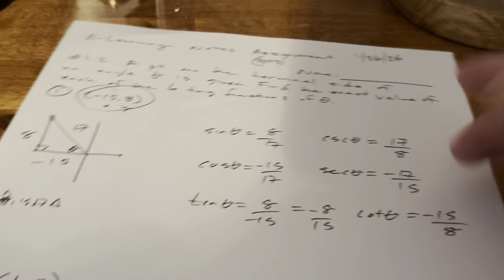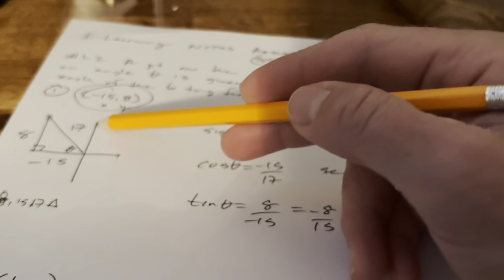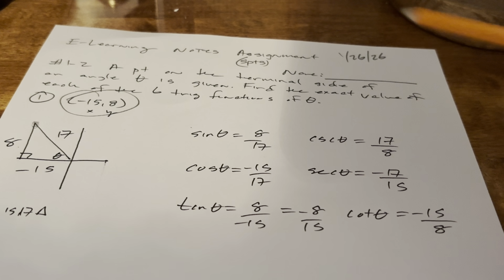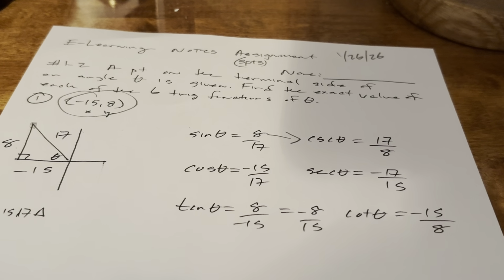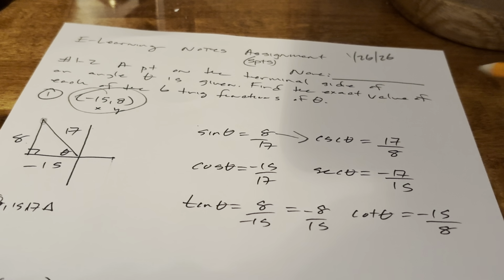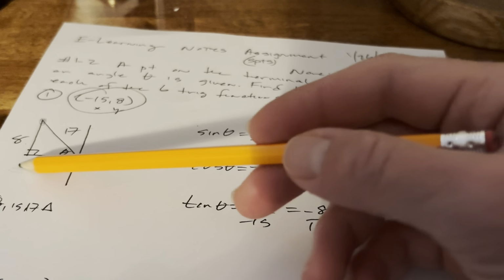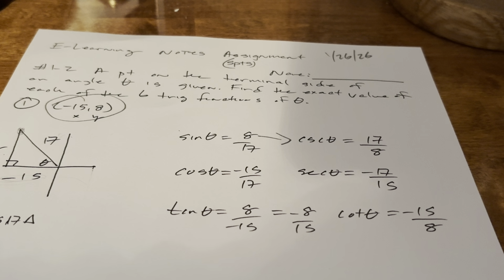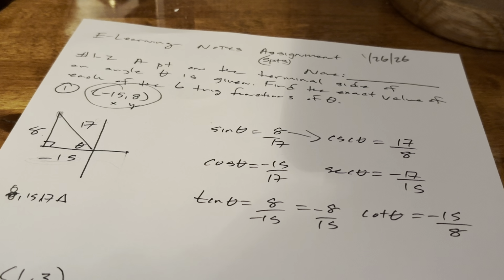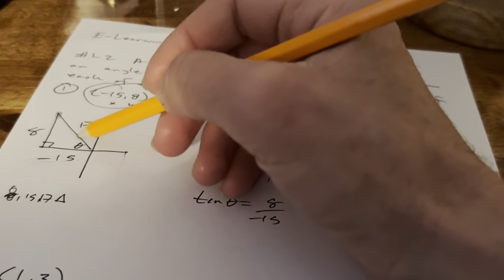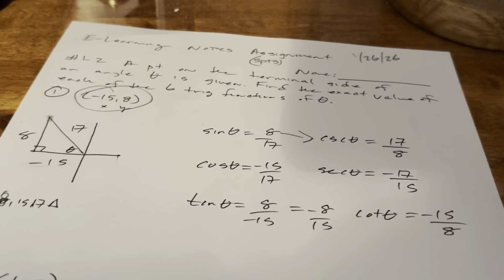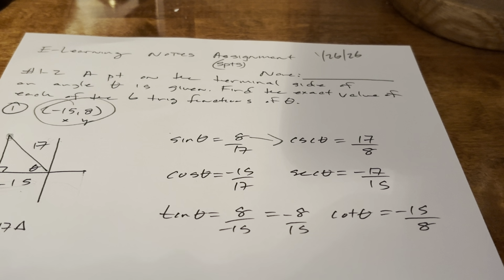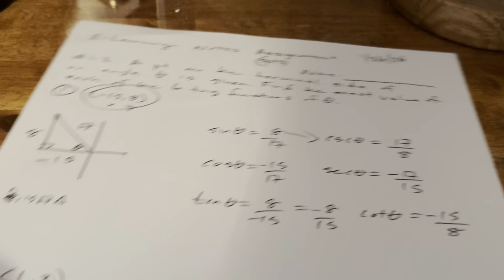All right, so sine of this angle is opposite over hypotenuse, 8 over 17. So cosecant is the reciprocal of sine, 17 over 8. Cosine is adjacent over hypotenuse, negative 15 over 17. So secant is negative 17 over 15. Tangent is opposite over adjacent, negative 8 over 15. Cotangent is negative 15 over 8.